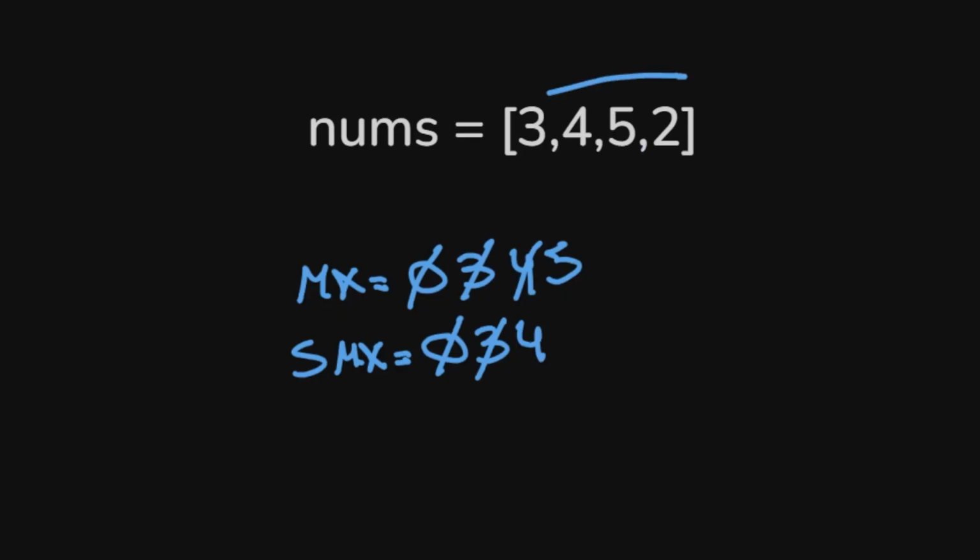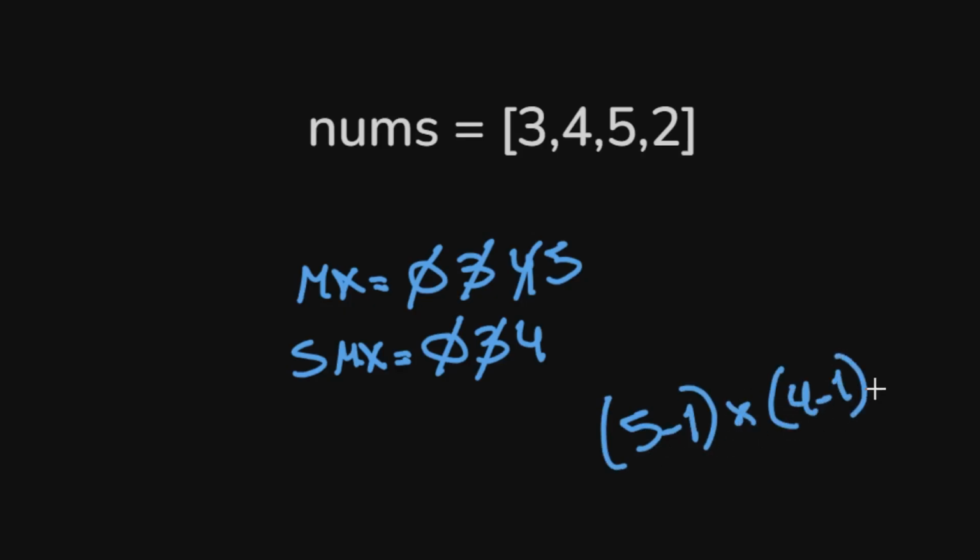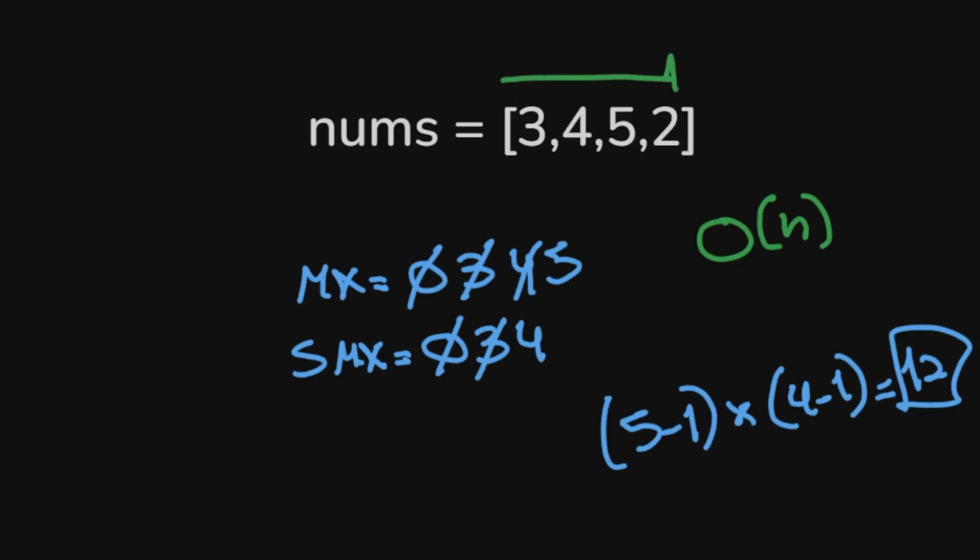Now we have already iterated all the elements, so we can just return the maximum value minus 1 times the second maximum value minus 1. This would be 4 times 3, which is 12. Okay? And once again, this requires big O of n complexity because we are iterating n elements, and space complexity is big O of 1. This happens to be the most efficient solution. So let's see how to code this up.